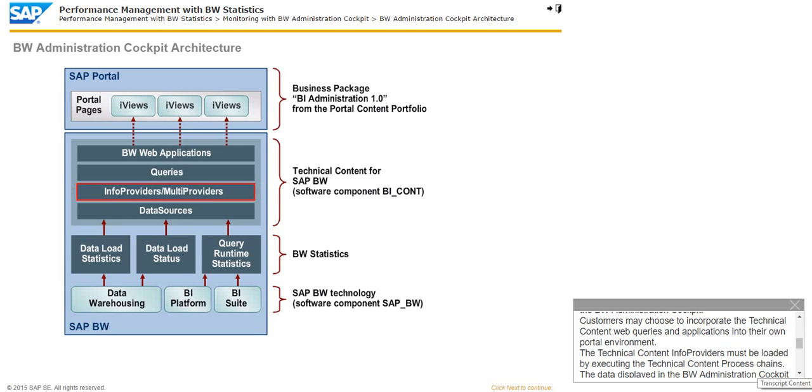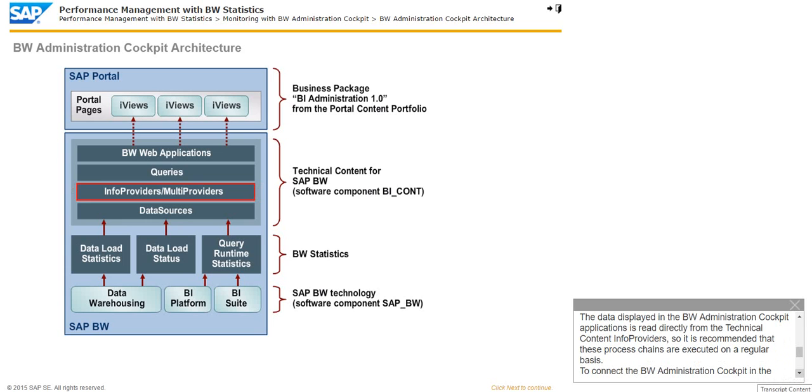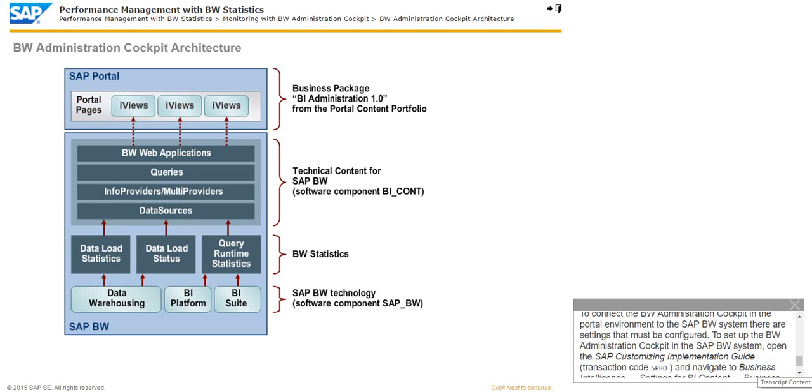The technical content info providers must be loaded by executing the technical content process chains. The data displayed in the BW Administration Cockpit applications is read directly from the technical content info providers, so it is recommended that these process chains are executed on a regular basis. To connect the BW Administration Cockpit in the portal environment to the SAP BW system, there are settings that must be configured.